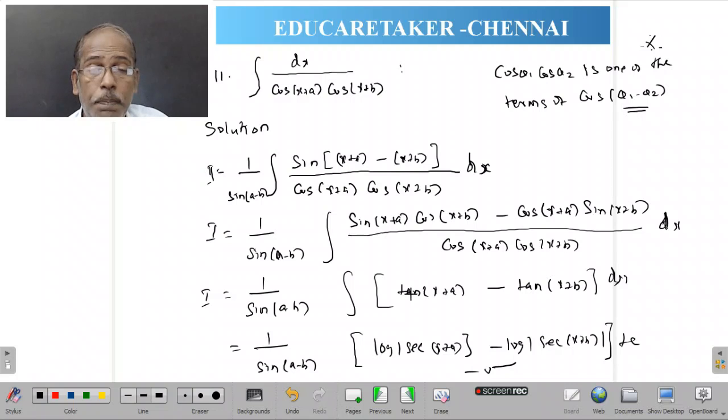Now this is the second part of the miscellaneous exercise of the chapter integral calculus. In the third session, we can continue with question number 12 of the miscellaneous exercise of the same chapter, integral calculus. And thank you students, go through it. We'll meet in the next class.